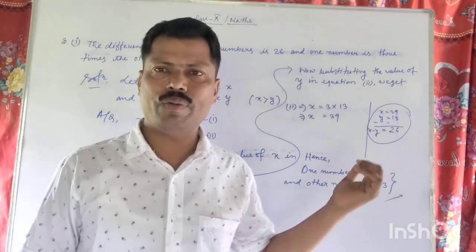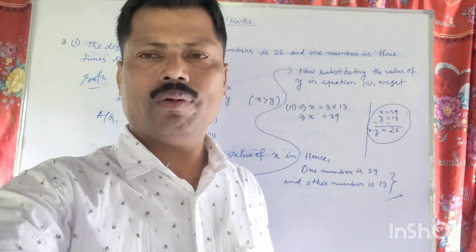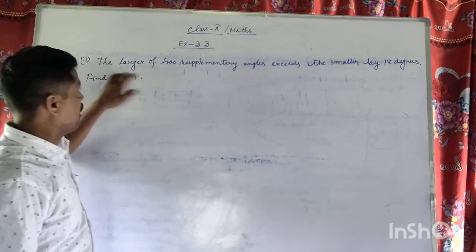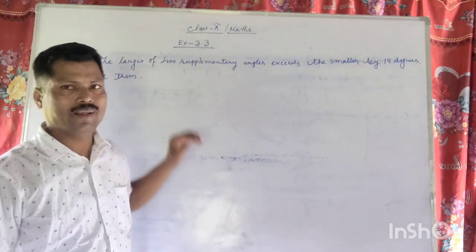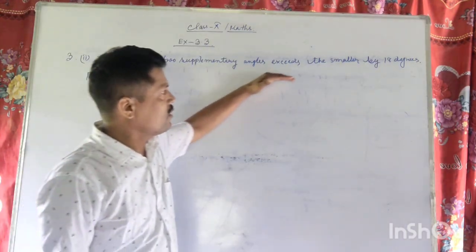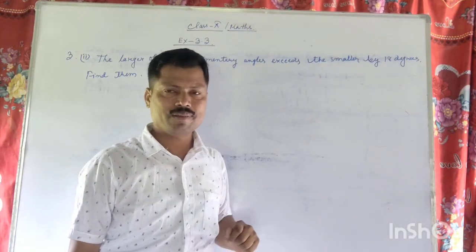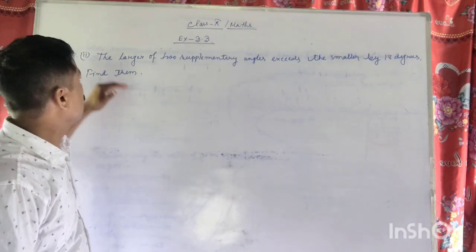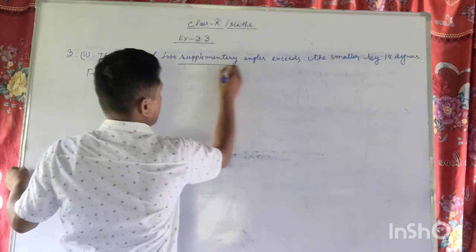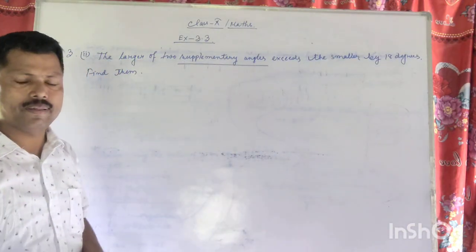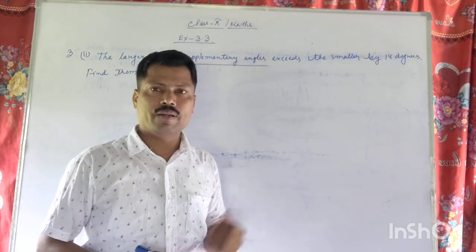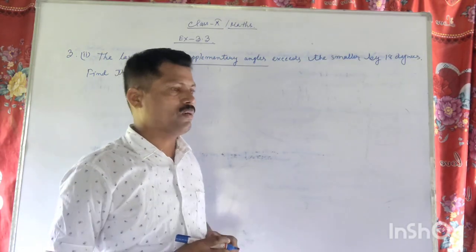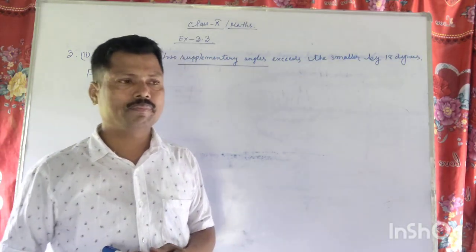Next we have to solve question number 2 of 3. In question number 2, the larger of two supplementary angles exceeds the smaller by 18 degrees. So first we have to understand what supplementary angles are. Supplementary angles were already explained in the previous video. So we have discussed these supplementary angles.